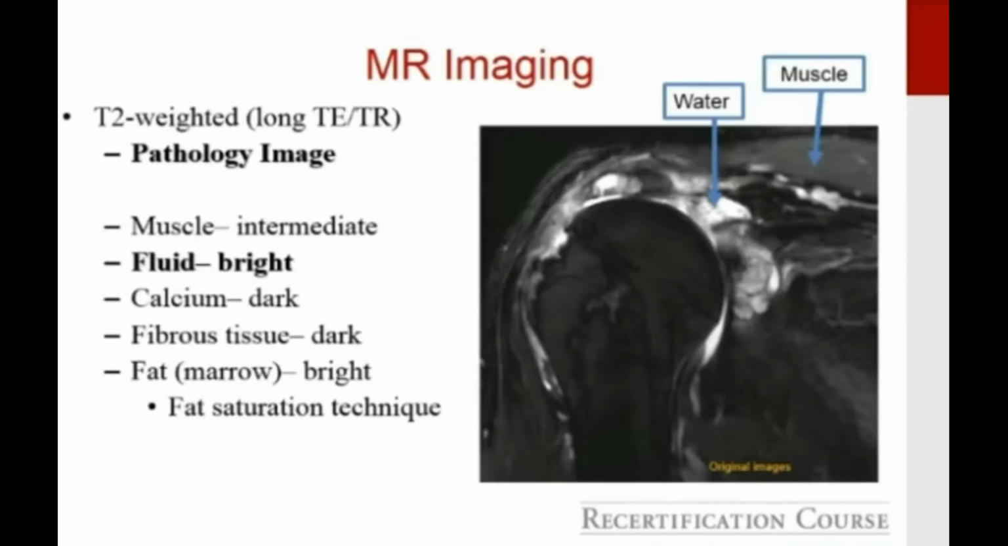And if we did a standard T2 pulse sequence, the marrow and the fat would be bright. But in musculoskeletal imaging, we apply a fat saturation technique to take away all the signal that is typically generated by the fat. And this makes the water signal more conspicuous so we can see the pathology better. So in T2 weighted imaging in the musculoskeletal system, we're going to see bright fluid in the joint, but the bright signal in the bone and subcutaneous fat is subtracted out of the image.